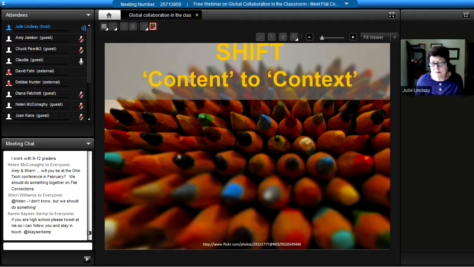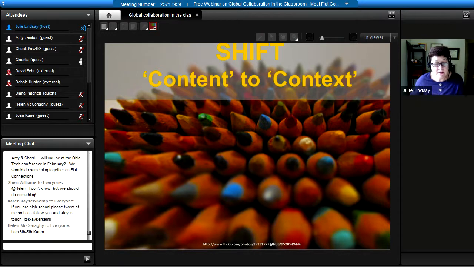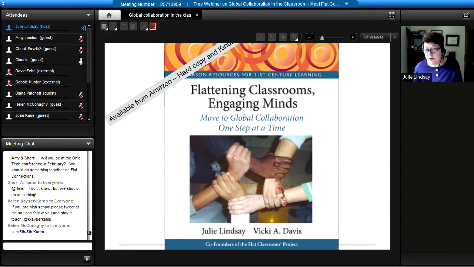And the third takeaway is think about how you can shift content to context, right? It's not always about the content. Flat Connections Projects provides a structure, a framework for you to pour your content in as you need to. And the global collaboration and the projects are about context, the context of going global, of achieving better global understanding and better facility with digital technologies that, of course, are transferable skills and almost essential, really, for future employment when we look at our students and where they're heading.